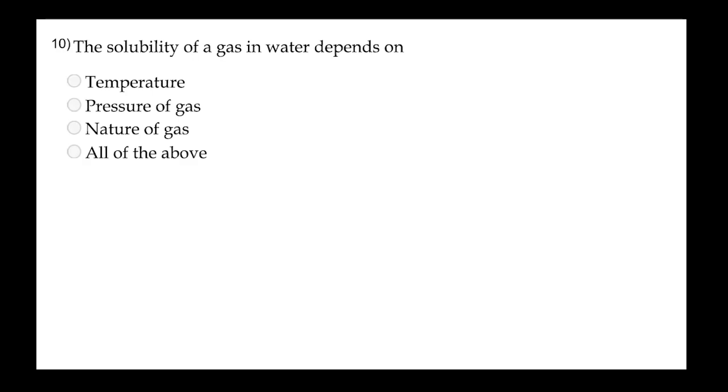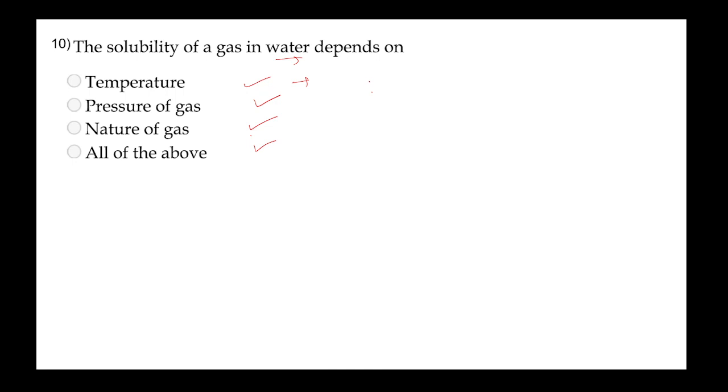Next question: the solubility of gas in water depends on dash. The solubility of a gas in any solvent or in water depends on temperature, pressure, and the nature of the gas. So, all of the above. The reason: for example, in an aerated drink, carbon dioxide is dissolved in it. The gas is more soluble in a liquid at lower temperatures, because its mobility will be lesser, so more amount can be solubilized.